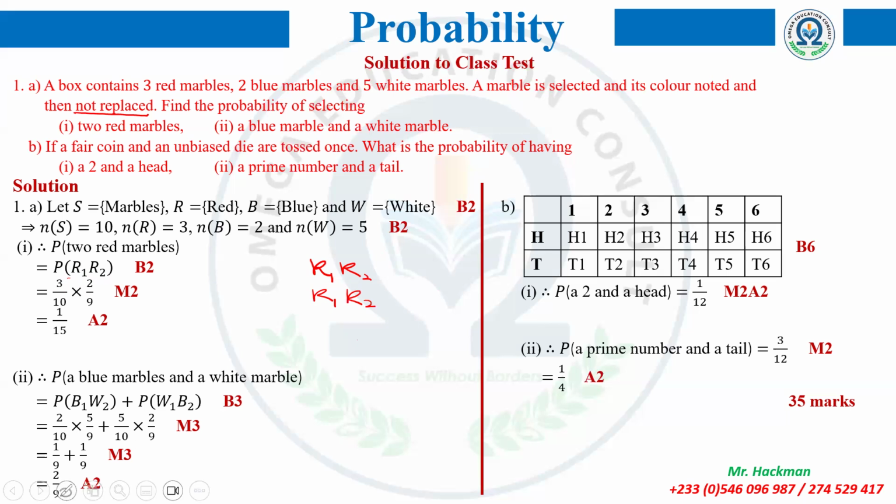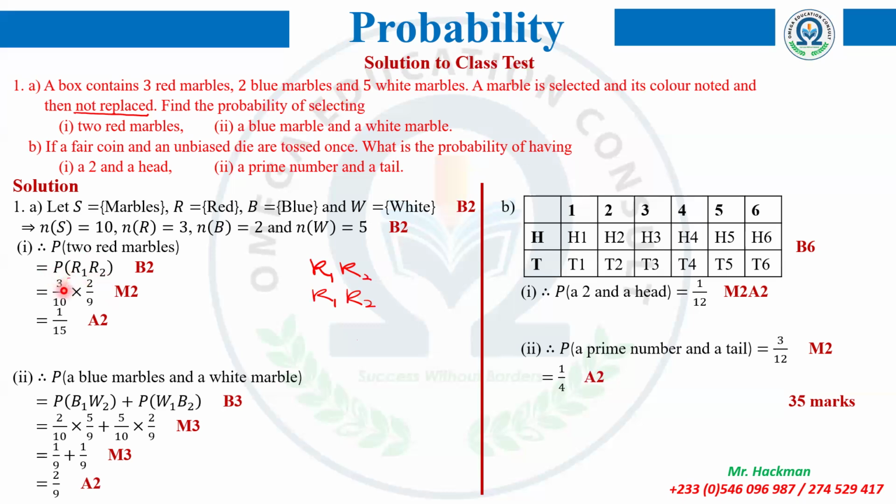Please take note. Let me go for the laser. I only wrote it this way; it represents the same thing without the intersection, without the "and". It's the same thing. You know that you are multiplying, because this time you are dealing with selection without replacement. You are dealing with dependent events.